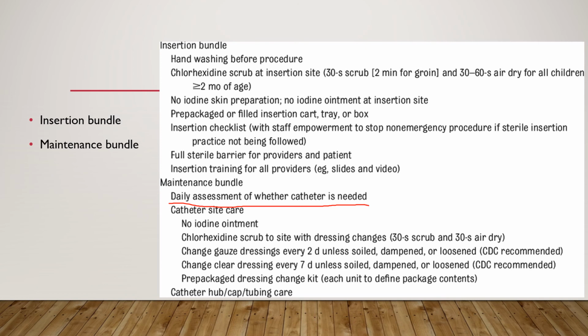And catheter site care, I think you all should be knowing it. But anyway, the catheter dressing regimen. If we have used a gauze dressing, by the way, although it is not recommended, then every 2 days it should be changed, unless it's soiled earlier than that, dampened or loosened. And transparent dressings, clear dressings, like Tegaderms, they have to be changed every 7 days, unless they are soiled, dampened or loosened before that. And we should use pre-packaged dressing change kits as far as possible.